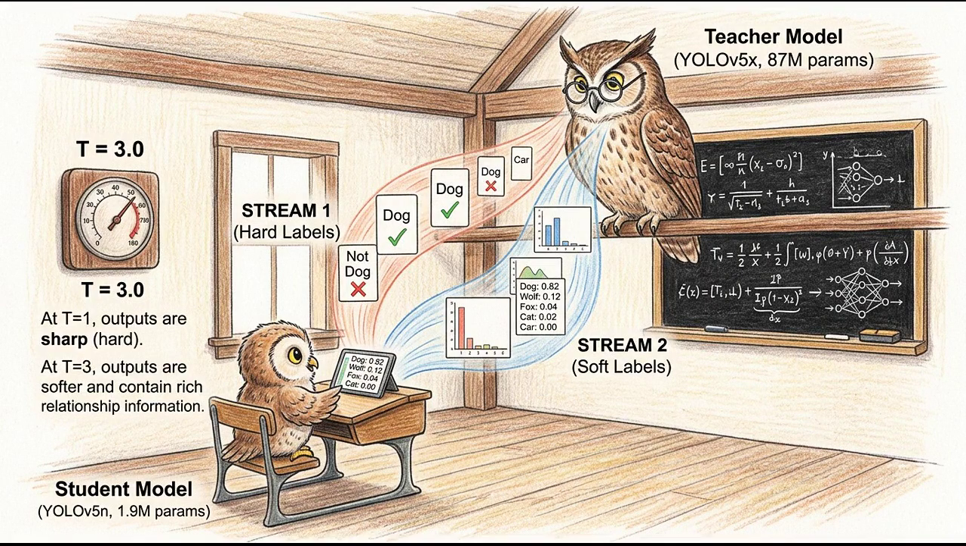How do you compress a large, accurate YOLO model into a tiny one that runs on a phone? Knowledge distillation. The large model, the teacher, produces soft probability distributions over classes and soft bounding box predictions. The small model, the student, is trained to match these soft outputs, not just the hard ground truth labels. The soft outputs carry richer information. They tell the student not just that this is a cat, but that it is also somewhat similar to a dog and nothing like a car.